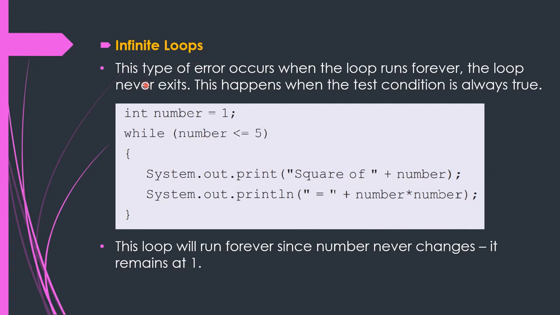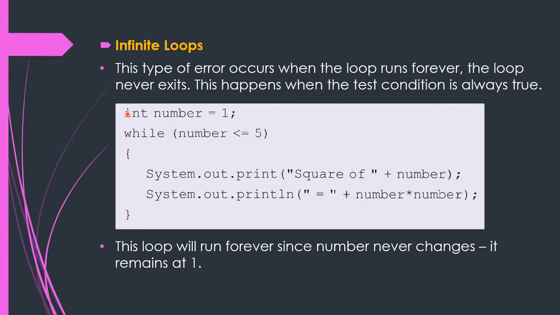Infinite loops. This type of error occurs when the loop runs forever. The loop never exits. This happens when the test condition is always true. As its name suggests, infinite means it will never end, it will never exit. So basically, this type of error occurs when the loop runs forever, and we call it an infinite loop. And when does this happen? This happens when the test condition is always true.